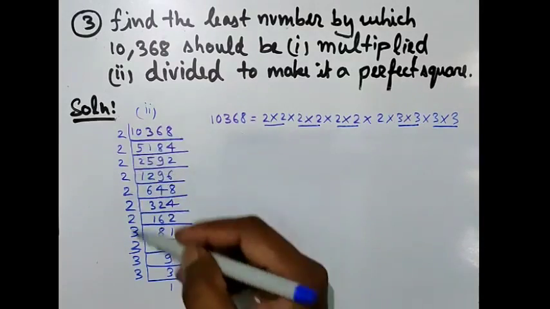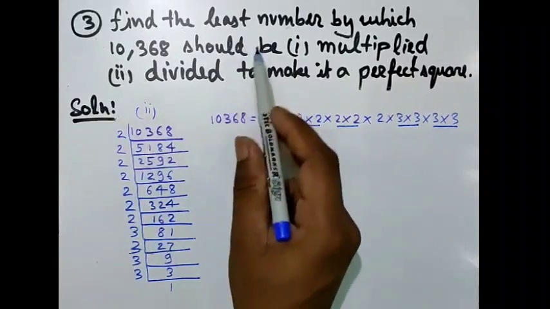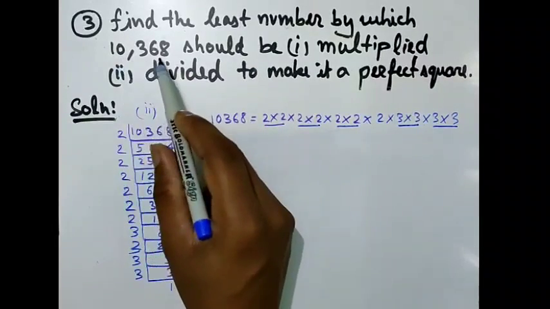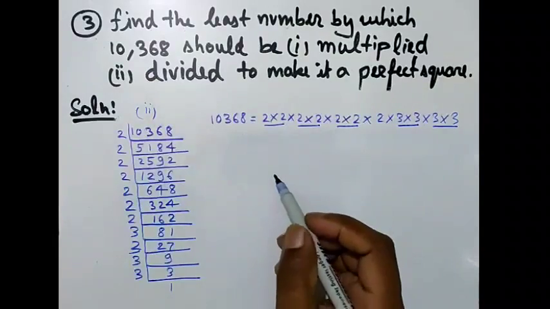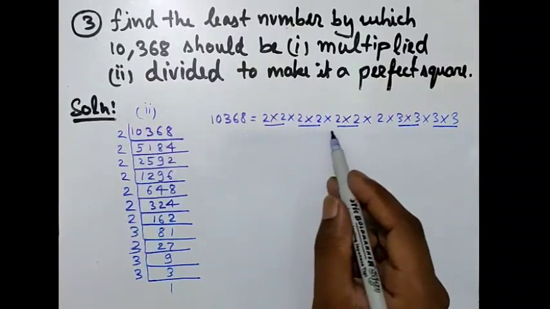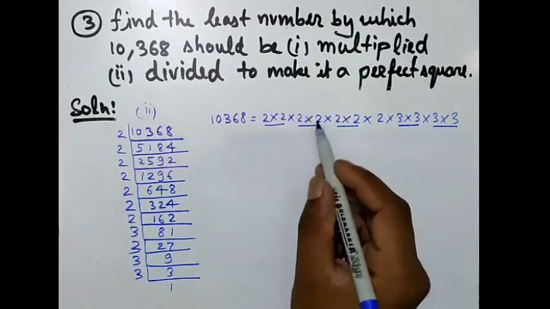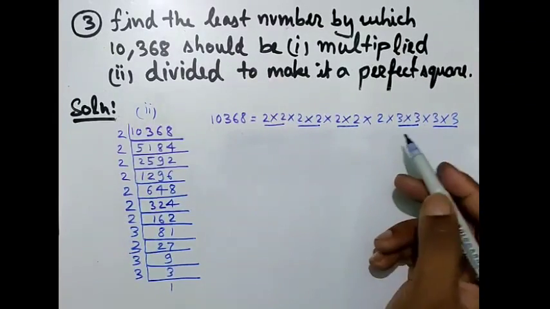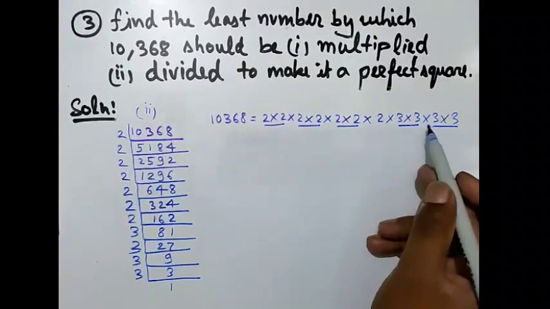Now using the same prime factorization, we will be able to find the least number by which 10,368 should be divided to make it a perfect square. So here look at the product of primes. Here again, if we form pairs, we'll see that one 2 is left alone. So that very 2 is multiplied here. If I remove this 2, then the remaining will be in pairs, right?